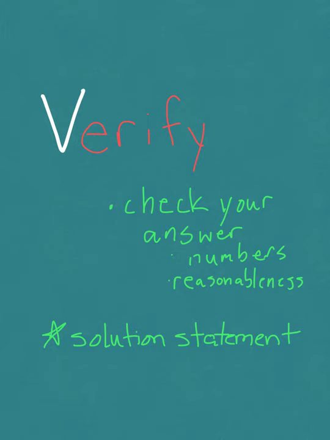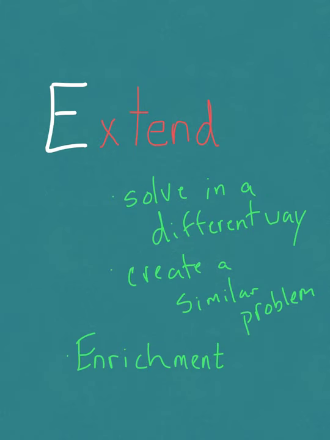So verify is actually a really important step, not only to check your calculation, but to check whether or not your answer is reasonable. And finally, we get to the last section of our problem solving process, which is the E for extend. And extend is really an enrichment. It's how kids can think of different ways to solve that problem. Perhaps they drew a picture the first time and now they want to use a number line or use a strip diagram. Those are different ways that kids can see, or different models kids can use to solve those problems.